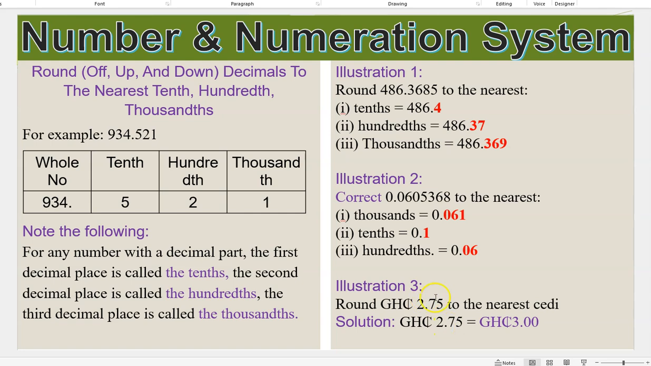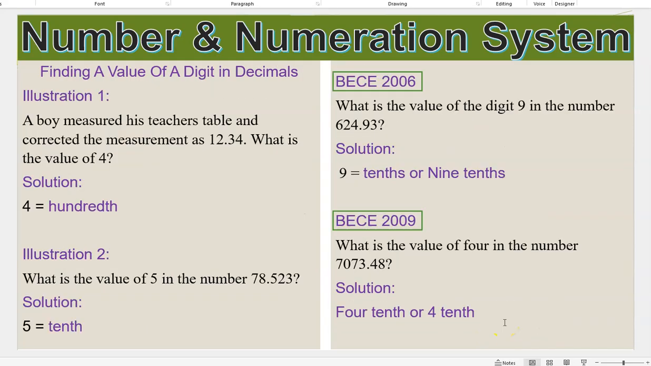Illustration 3. Round 2 Ghana cedis 75 pesewas to the nearest cedi. In the solution, to the nearest cedi, we consider the next number after 2. And this is more than half. So when we take 1 from here and add it, making 3. That is why we have 3 Ghana cedis.